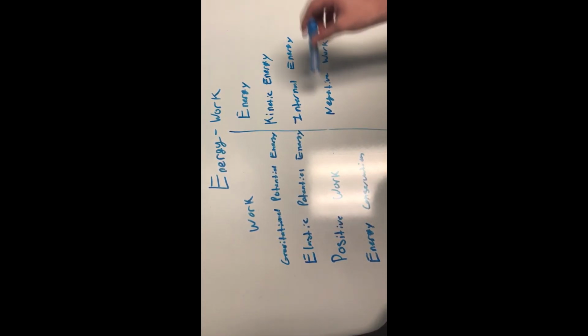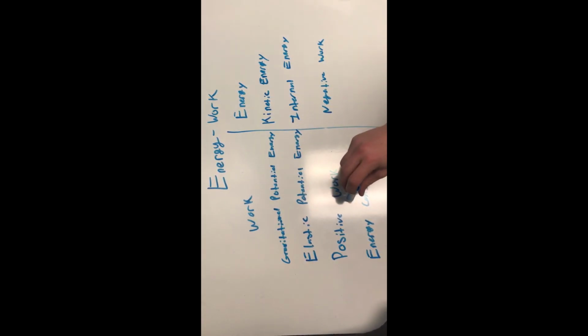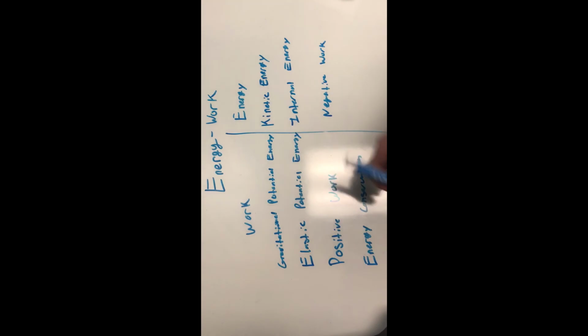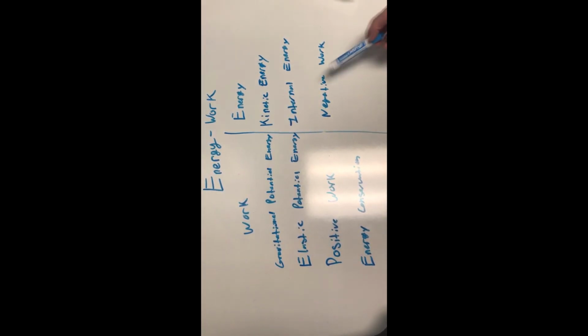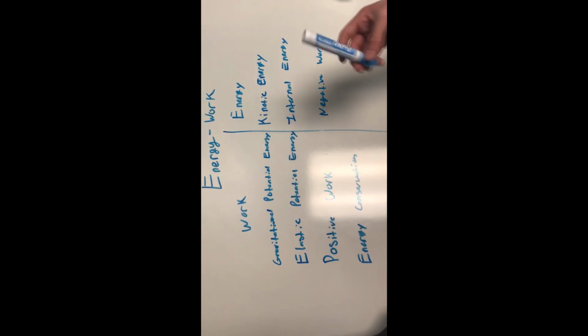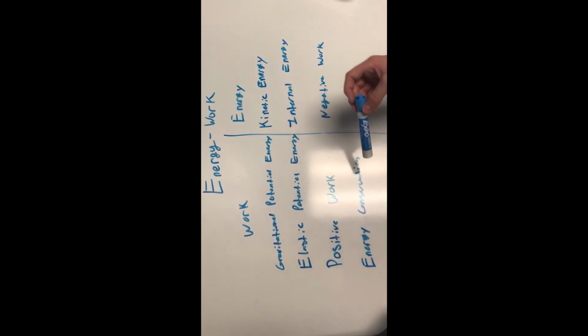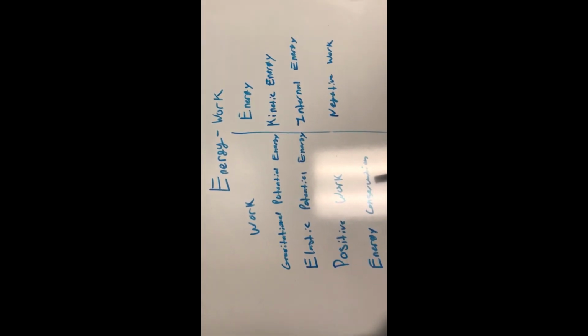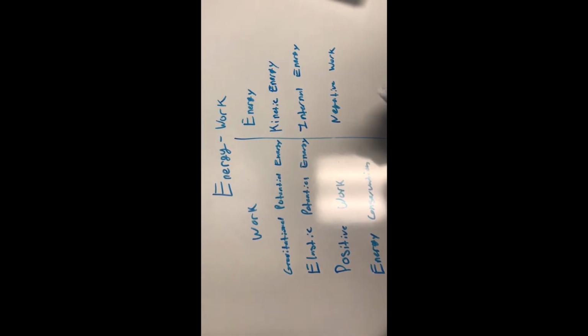Internal energy is the energy contained within a system. Positive work is when a force on an object has a component in the same direction as the displacement of the object. Negative work is when the force has a component in the opposite direction of the displacement of the object. And then energy conservation is the reduction in the amount of energy consumed in a process or system.